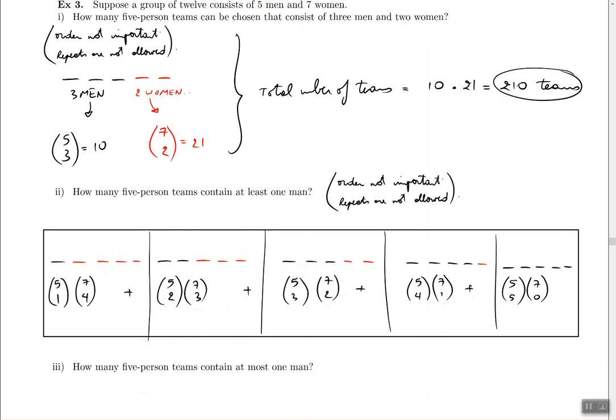I can do that. Okay. So that's one possible way to do the setup. Another possible way to do the setup is to count how many total teams exist in the universe, then take the teams that have all women. That might be a little bit faster, because if a team has all women, all I have to do is figure out how many women can go on a team of 5, and then subtract that from the total number of teams possible in the universe.